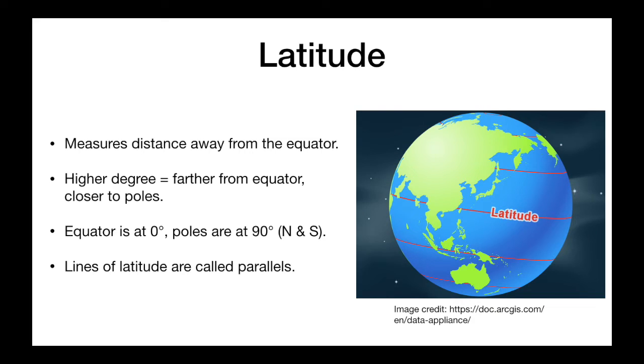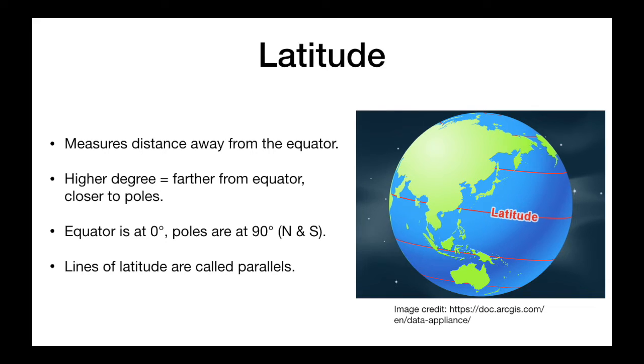First thing we're going to talk about is latitude. We've mentioned latitude before. Those are those invisible lines that wrap around the globe going from east to west. And what latitude measures is the distance away from the equator. So how far you are from the middle of the Earth. The higher degree, the further away you are from the equator and the closer you are to one of the poles, either the north or the south.